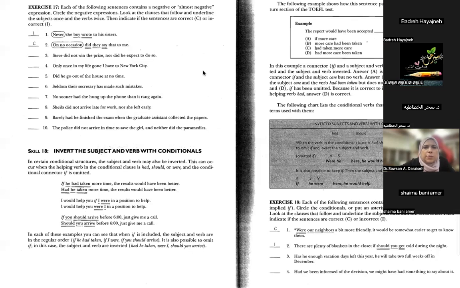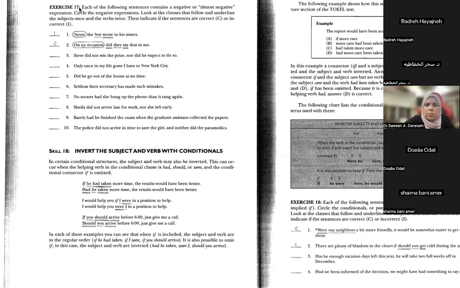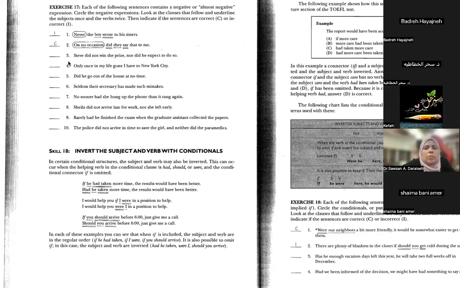Yes. "Neither the pilot to his sisters." This sentence is incorrect because when we use a negative expression in the beginning of a sentence, we must invert the subject and verb: verb, and then subject. So the correct sentence is "Never..." What did I say about this? "...to her sister." Yeah, never what?